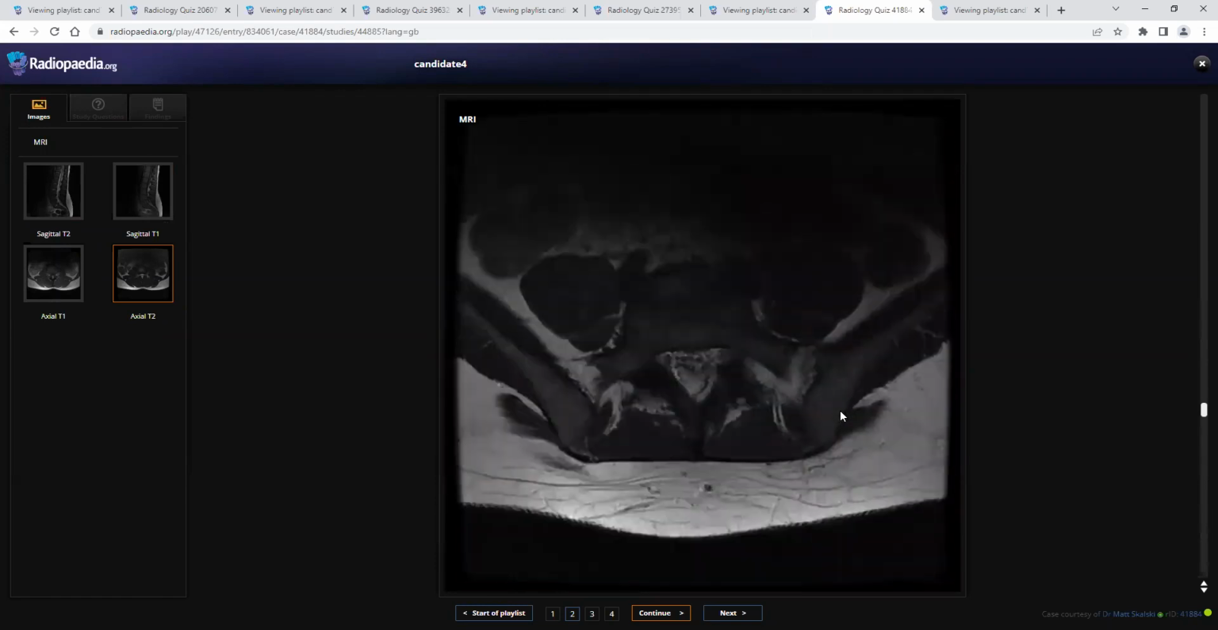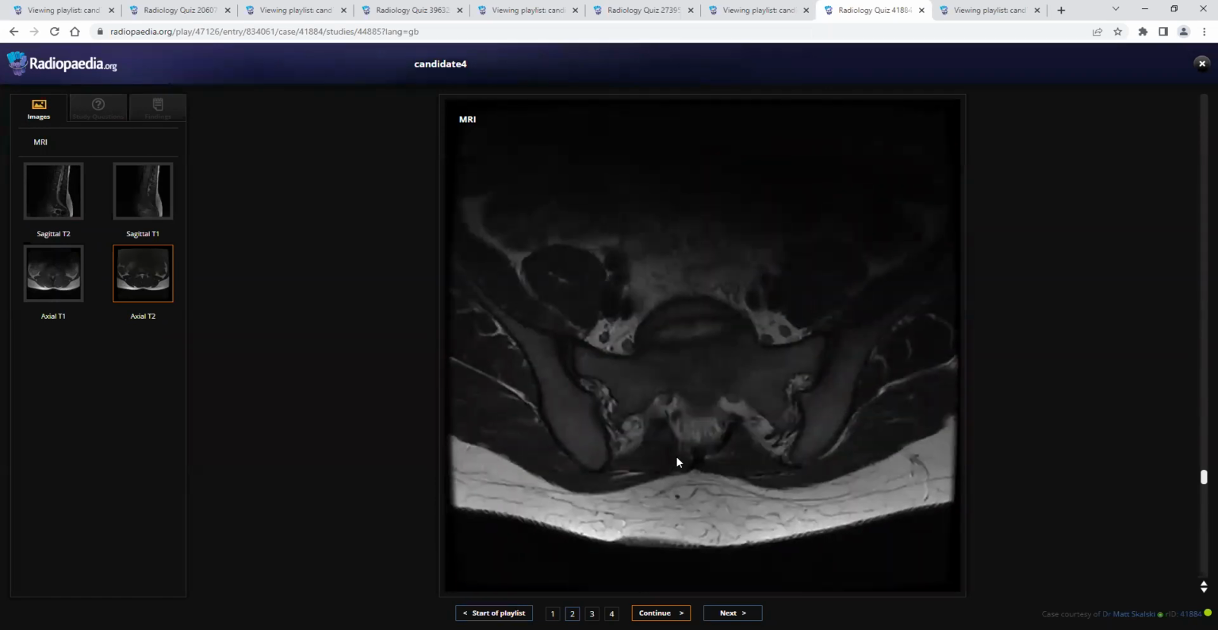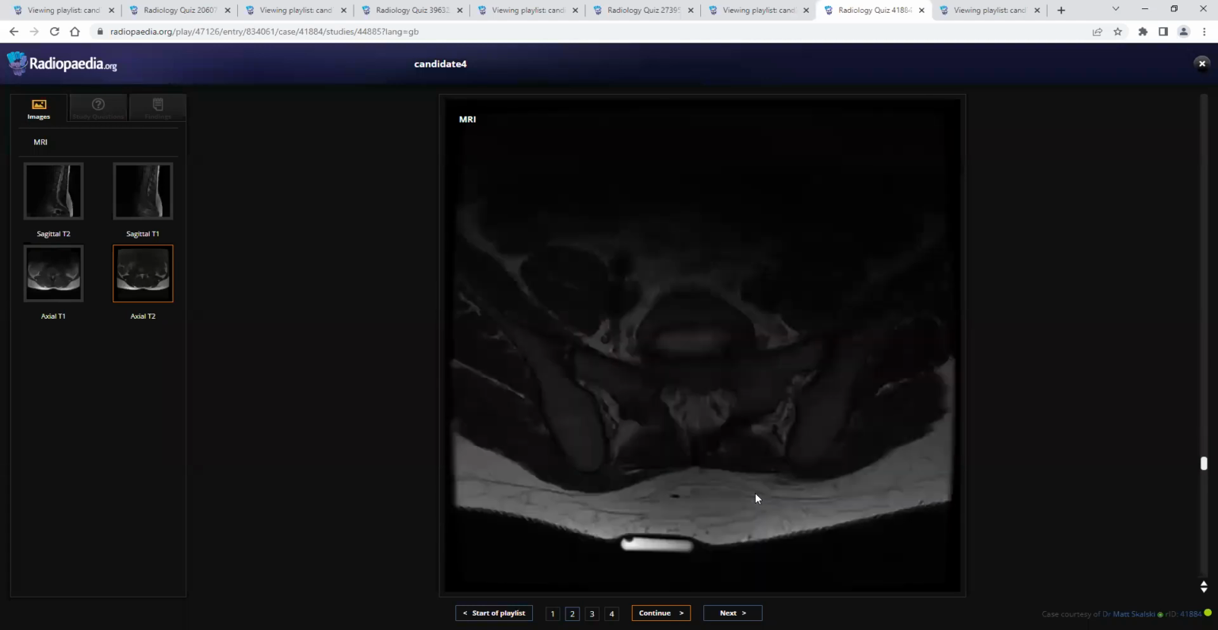You told lipomyelomeningocele, that's not there. Okay, only spinal defect, spina bifida occulta. We call it as occulta.